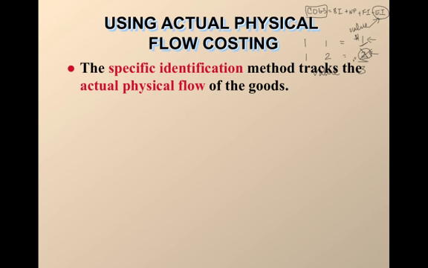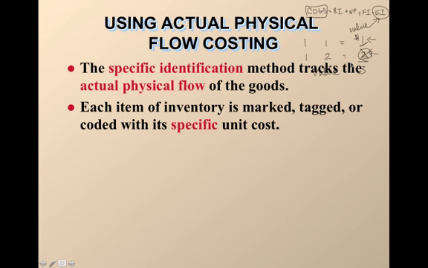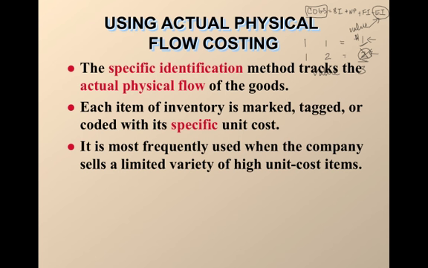The price changes when we buy inventory really could affect what our ending inventory is. So in the specific identification method, we know exactly which ones. Companies that use the specific identification method are companies that sell high value goods, like a car dealership or jewelry stores. Each item of inventory is marked, tagged, or coded with its specific unit cost. So if I sold that pen, I would know which one it was. It is most frequently used when the company sells a limited variety of high unit cost items, like the jewelry store or the car dealership.